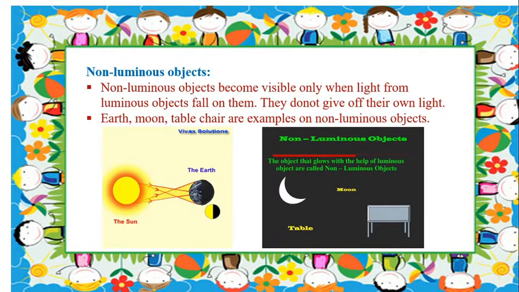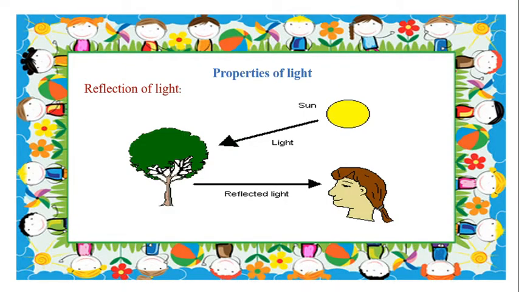Non-luminous objects. Non-luminous objects are those objects which do not give off their own light. They become visible when light from luminous objects falls on them. Earth, moon, table, chair, books. These are examples of non-luminous objects.